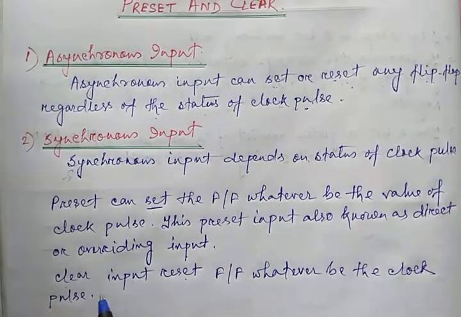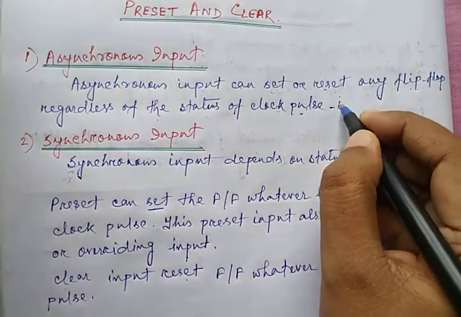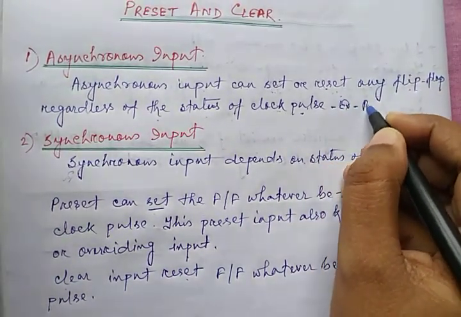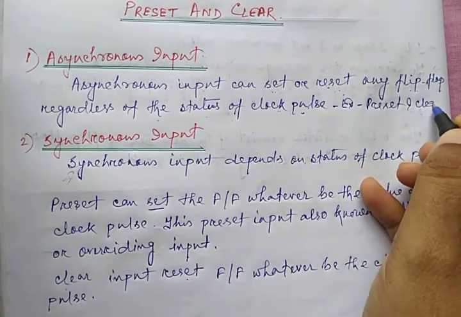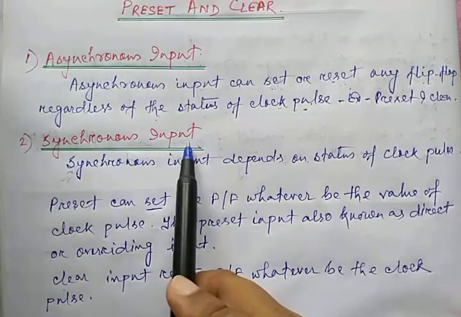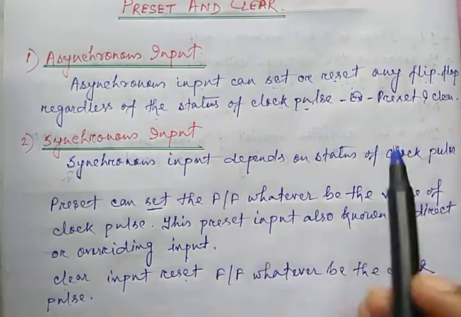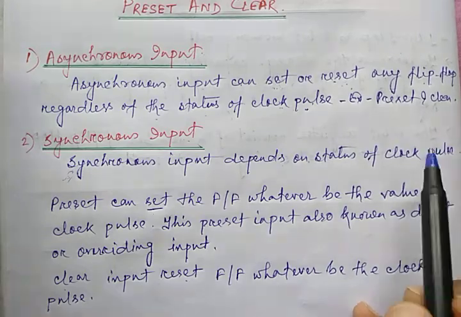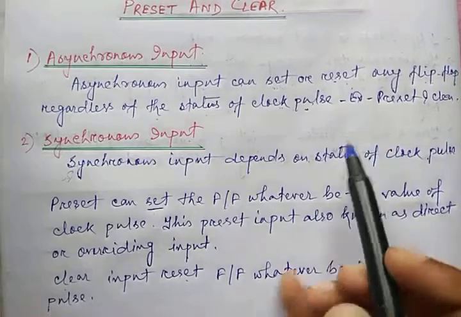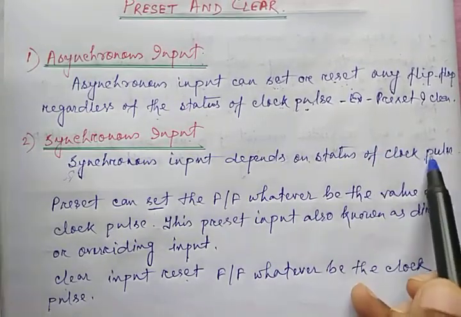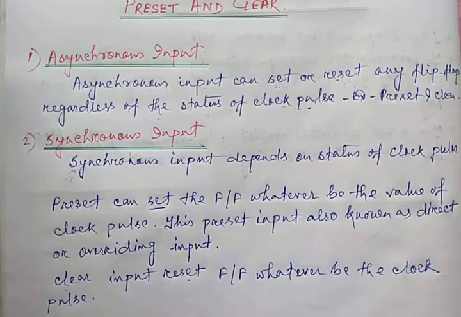Okay, so its examples are preset and clear. Now synchronous input. Synchronous input depends on the status of the clock pulse. That means the output of a flip-flop depends on the clock pulse.